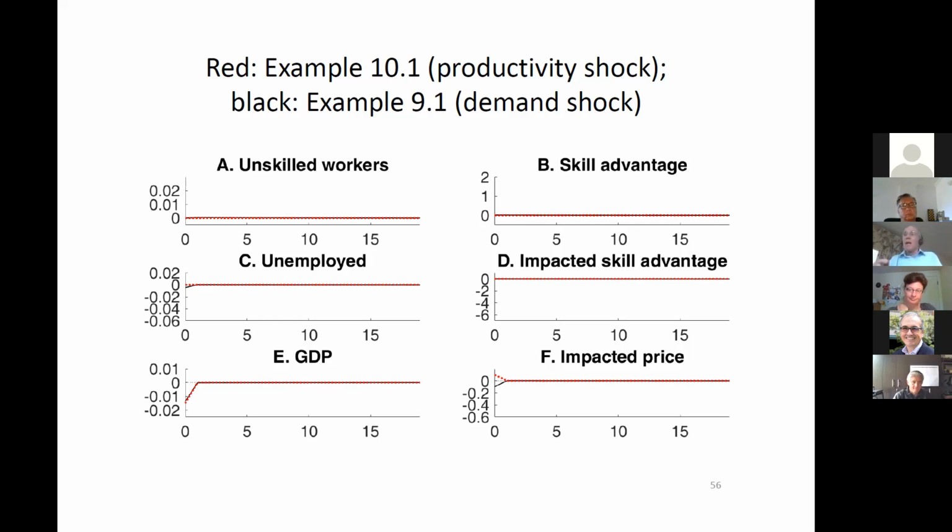If it's lower demand, those goods lower their relative price. If it's lower productivity, those goods raise their relative price. And that's really the only way you could distinguish between these two.